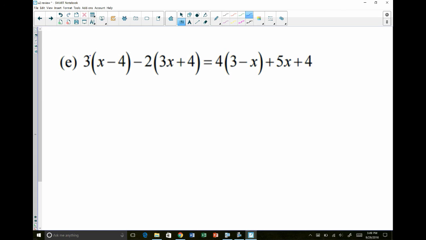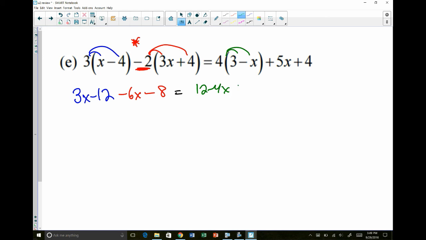3 times x minus 4, I have to distribute. 3x minus 12. Be careful here. What am I actually distributing? A negative 2. People ask me what happened to the parentheses. If I'm distributing the negative 2, we don't need them anymore. Minus 6x minus 8 equals, distribute, 12 minus 4x plus 5x plus 4.